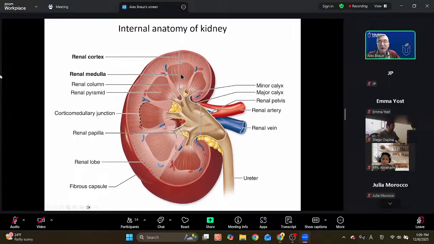The kidney is a bean-shaped structure with a hilus that's rather concave in its appearance. And entering and exiting from the hilus are several structures, including the renal pelvis, which collects urine to discharge into the ureter, and the renal arteries and renal veins. So those are structures we see in the hilus of the kidney.